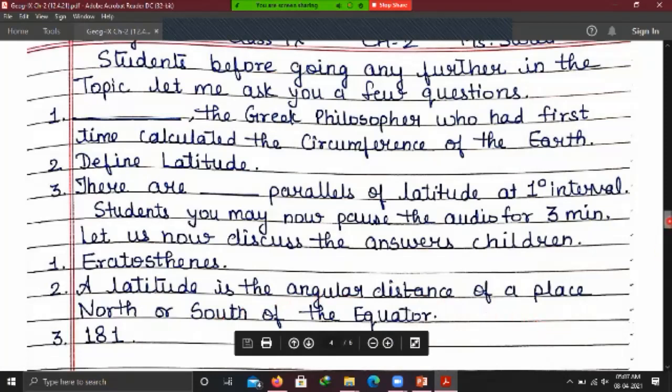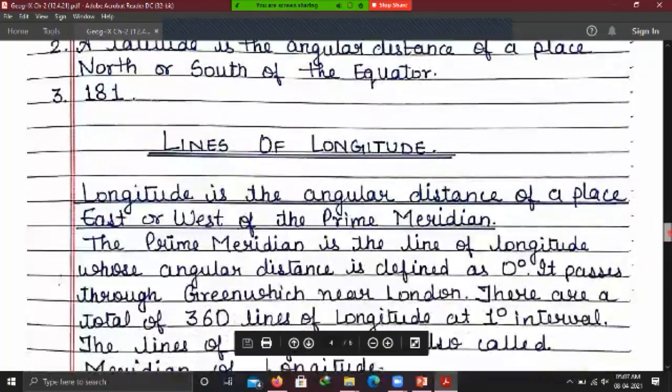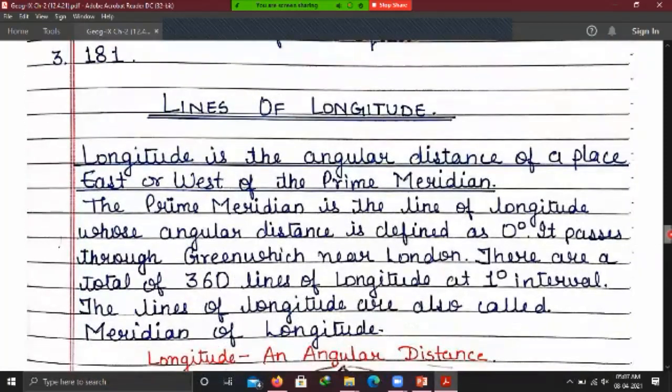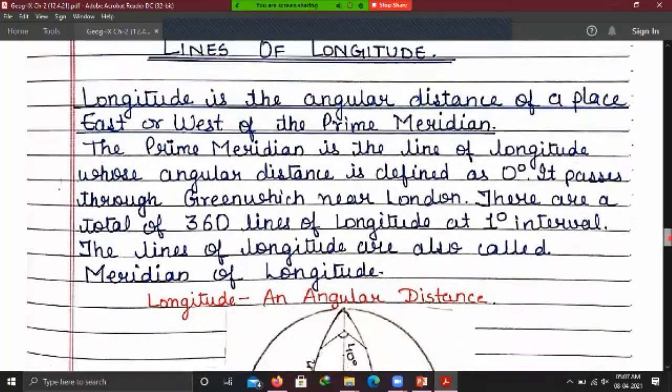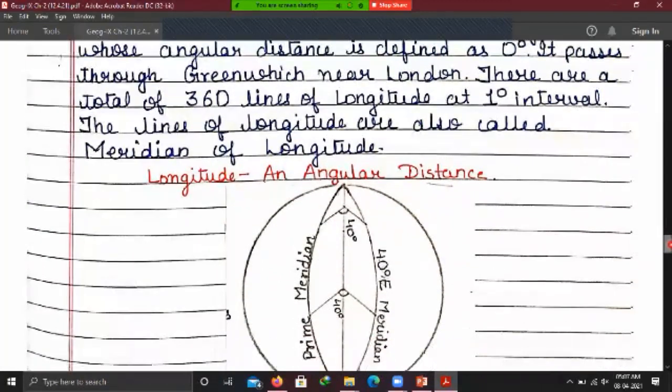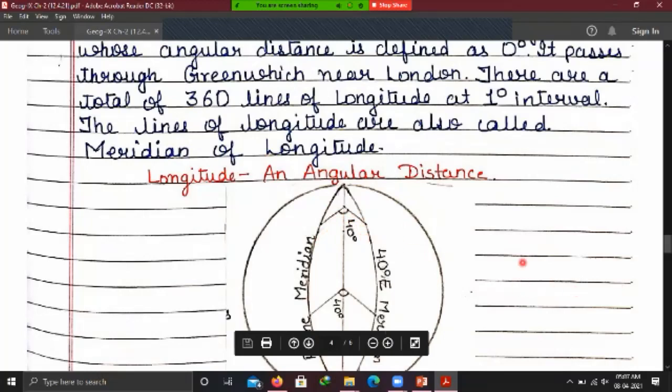Now let us resume with our topic and discuss the lines of longitude. So longitude is the angular distance of a place east or west of the prime meridian. The prime meridian is the line of longitude whose angular distance is defined as 0 degree. So this is the prime meridian, and here the angular distance is about 40 degrees. So this is the longitude 40 degree shown here. The prime meridian passes through Greenwich near London.